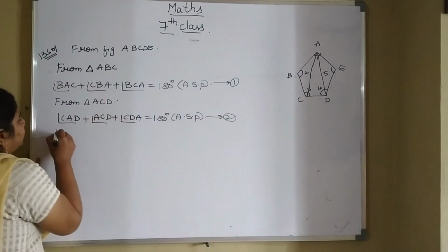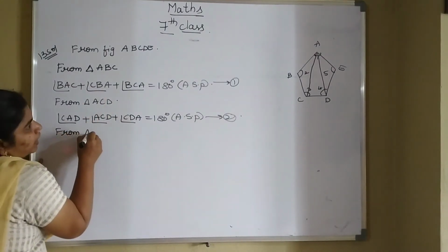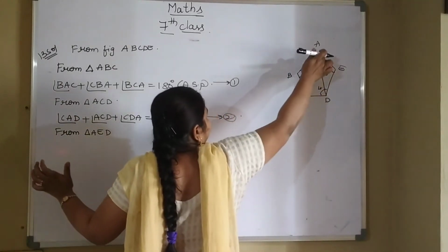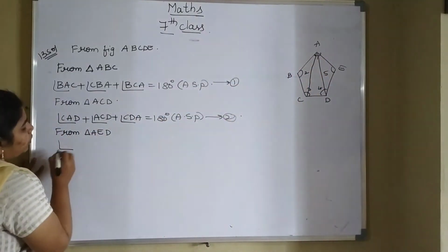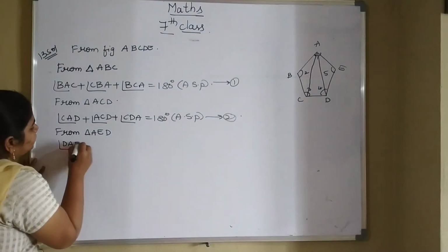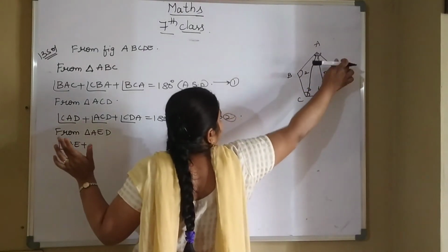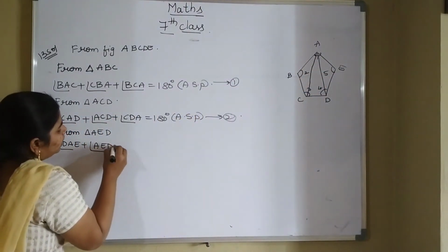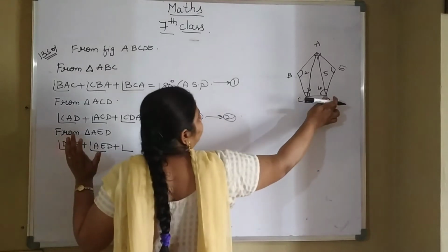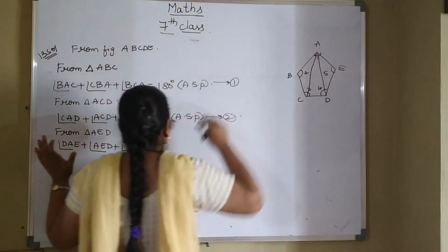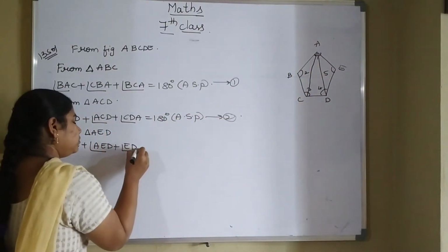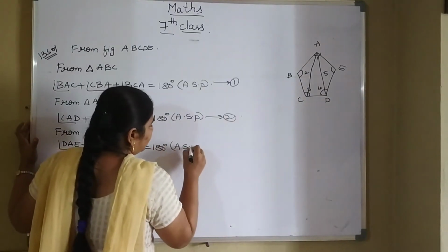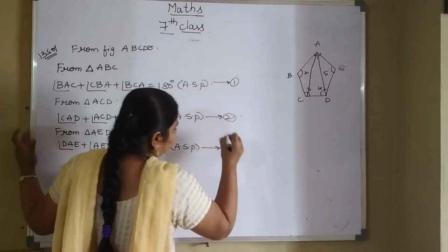So next triangle. From triangle AED, I am using this triangle now. Angle A, how can you write? Angle A you can write as DAE. Angle E, how can you write? AED. Plus angle D you can write in the form of EDA, is equal to 180 degrees by using ASP. This is equation number 3.